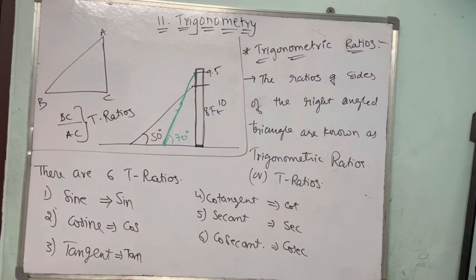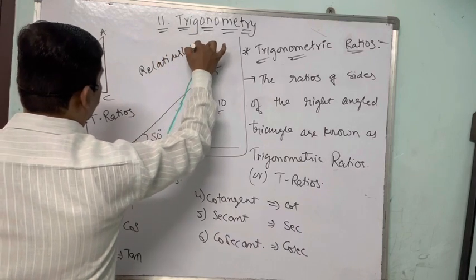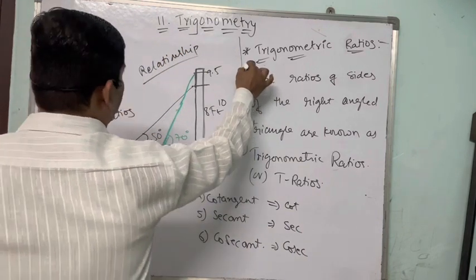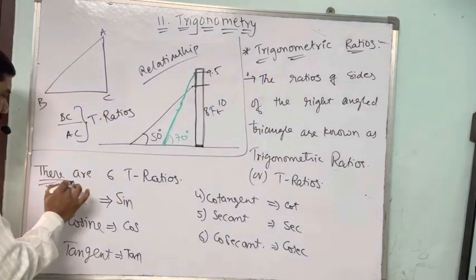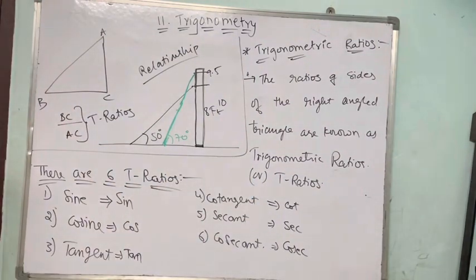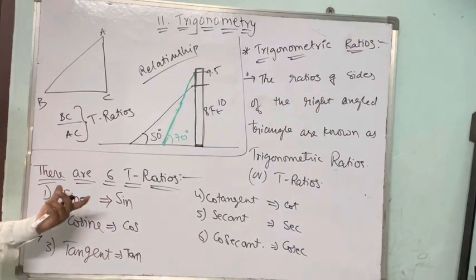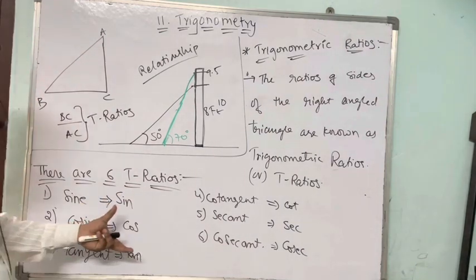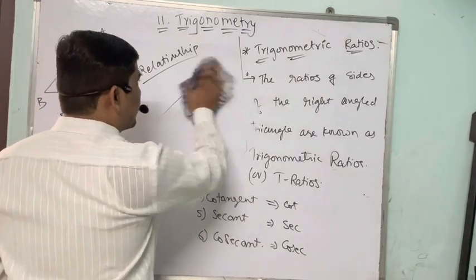What have we done? Here we studied the relationship with a certain example, and then we saw the definition of trigonometric ratios, and we have seen the 6 types of trigonometric ratios. You just pause the video and go through it, everyone. Hope the things are clear to you. Trigonometric ratios, their names we discussed just now. We'll see them in detail after a few minutes.